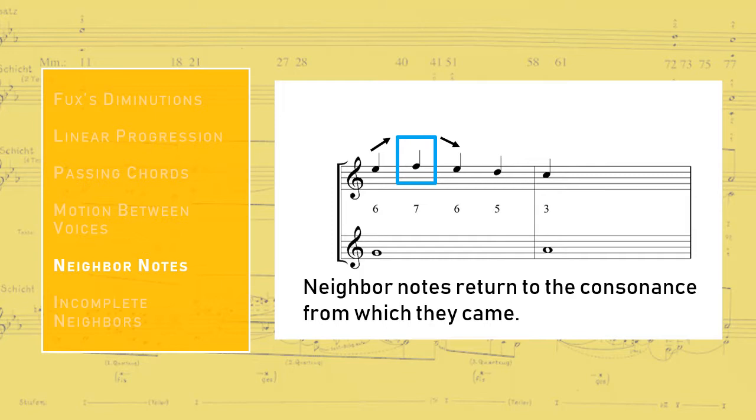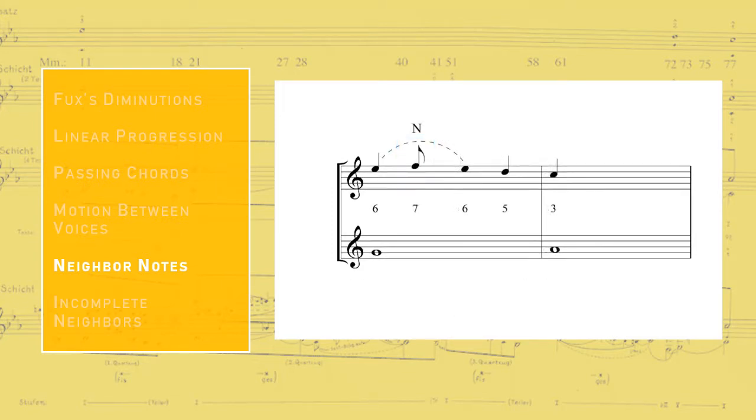Let's show the neighbor note configuration in analytic notation. The neighbor note itself is often labeled with a capital N, although you will also sometimes see NN or, in German, NBN as abbreviations. Neighbor notes are given stems and eighth note flags to set them apart visually from other kinds of elaborations.